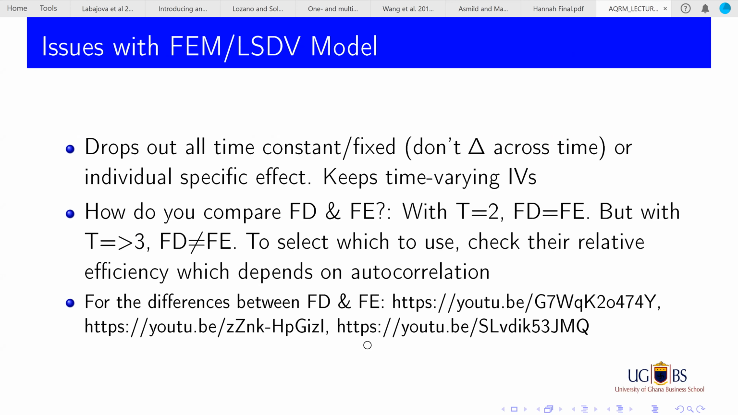All right. So how do you compare the fixed effect and then the first difference? Well, it's very simple. When the time period is 2, then the fixed effect is the same as the first difference. When it's 2. Okay. But when it's more than 2, then they are not equal. I have a video here that you can watch that will help you to be able to get a better understanding of the fixed effect. All right. So that is the theoretical underpinning of the fixed effect and then a bit of the practical aspect of it. Any question?